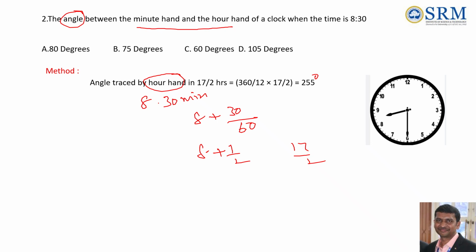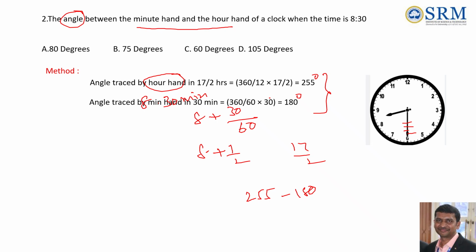Now I want to calculate the minute hand, 360 by 60 for 30 minutes. That 30 minutes I am converting into 180 degrees. The difference between these two is 255 minus 180, which is 75 degrees. This is the answer for this. 75 degrees is the answer.